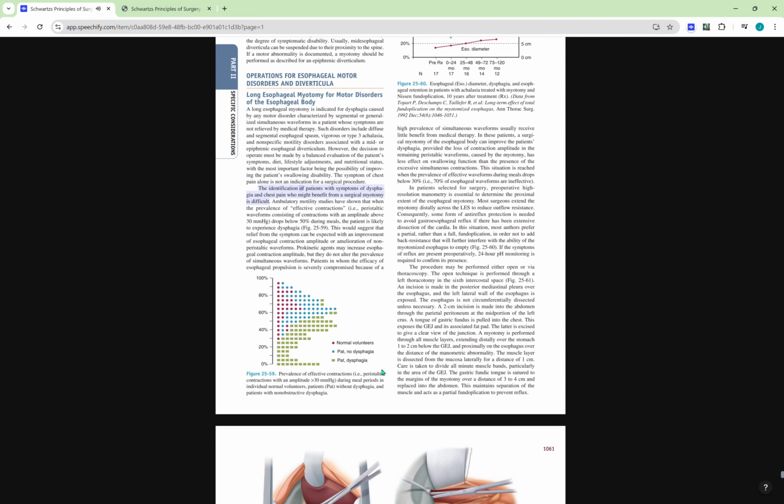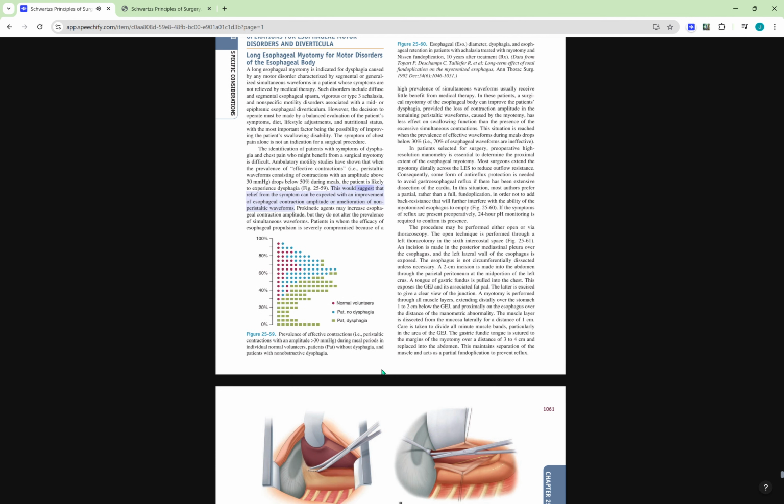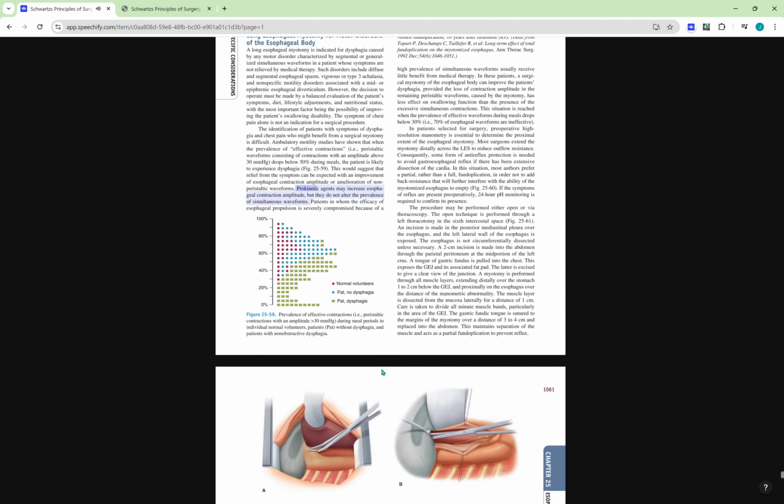The identification of patients with symptoms of dysphagia and chest pain who might benefit from a surgical myotomy is difficult. Ambulatory motility studies have shown that when the prevalence of effective contractions drops below 50% during meals, the patient is likely to experience dysphagia. This would suggest that relief from the symptom can be expected with an improvement of esophageal contraction amplitude, or amelioration of non-peristaltic waveforms. Prokinetic agents may increase esophageal contraction amplitude, but they do not alter the prevalence of simultaneous waveforms.